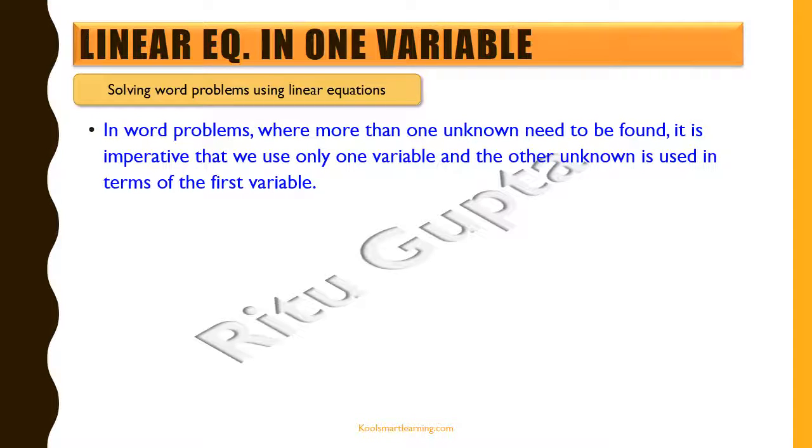Now let's continue with solving word problems using linear equations. What else do we have to do? In word problems where more than one unknown need to be found, it is imperative that we use only one variable and the other unknown is used in terms of the first variable. Instead of defining two different variables x and y, we should first try to find out, can we define the second unknown in terms of the first variable? That is what will make it easier to solve.